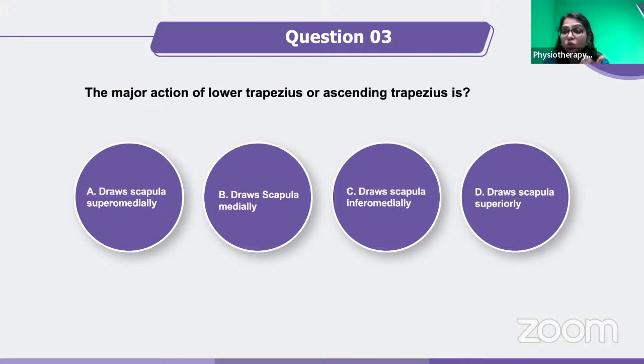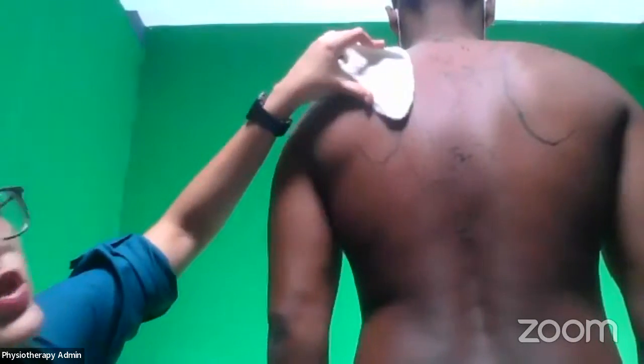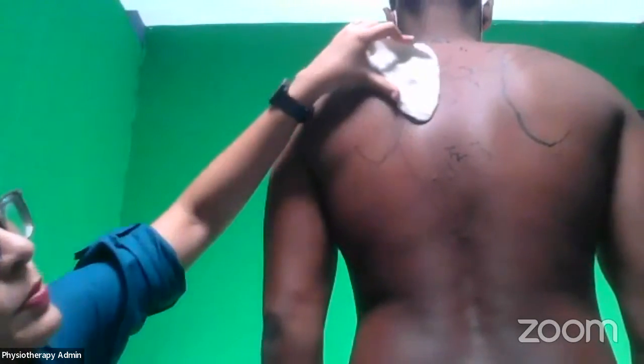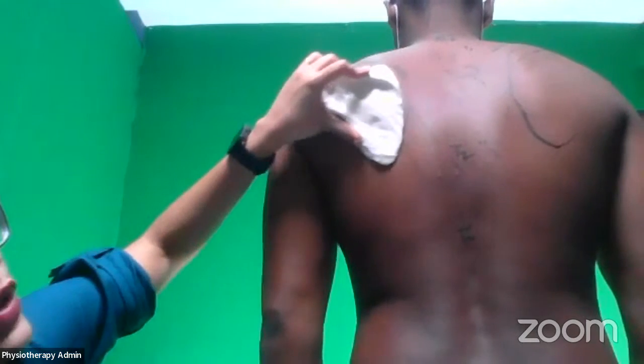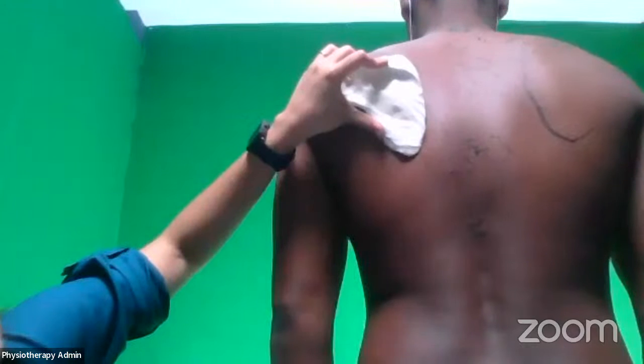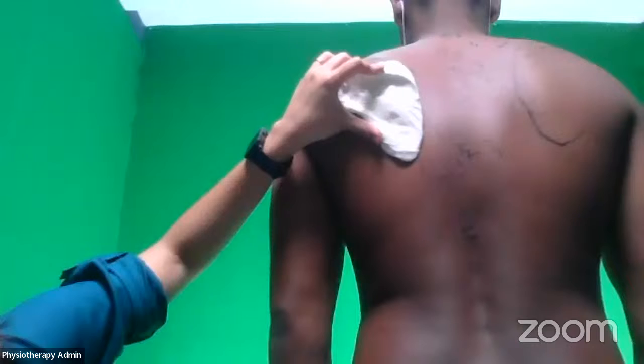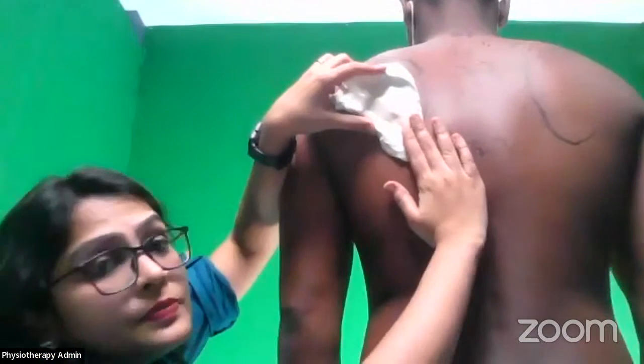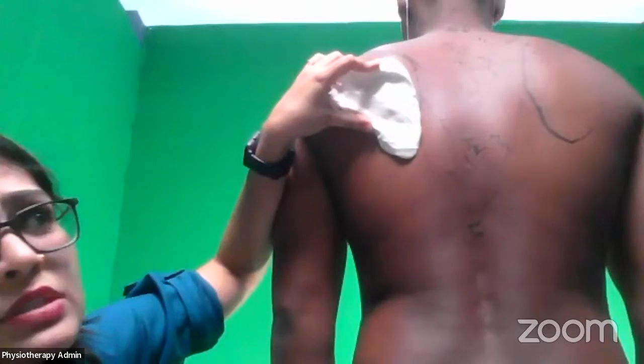A. Draws scapula superior medially. So what is superior medially? Draws the scapula superior medially, draws the scapula medially, draws the scapula inferior medially, draws the scapula superiorly. So tell me the correct answer. Lower trapezius is pulling the scapula in which direction?